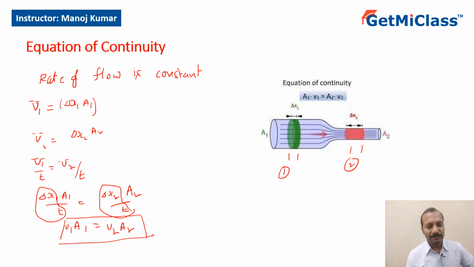So this implies that the mass rate or volume rate of flow through any pipe of any cross section, in a streamline or steady flow of a fluid, is always constant.